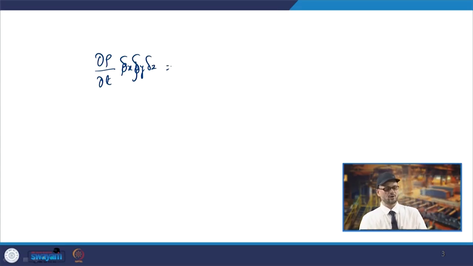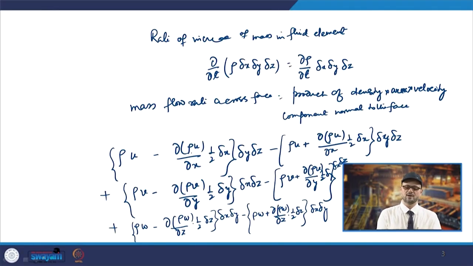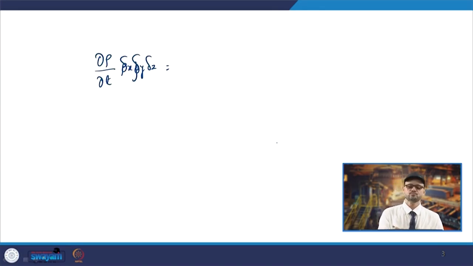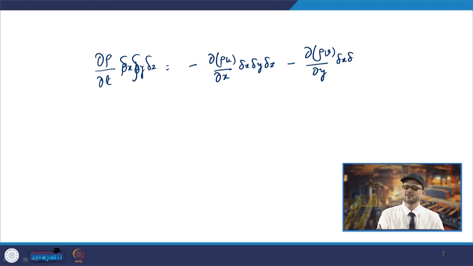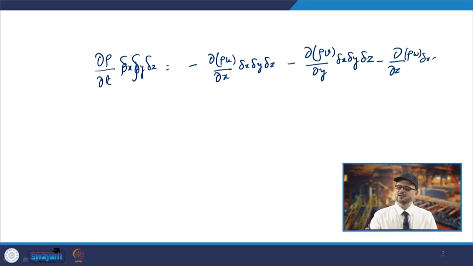That will be equal to this term ∂(ρu)/∂x times δx δy δz. So, it will be equal to minus ∂(ρu)/∂x δx δy δz. Similarly, minus ∂(ρv)/∂y δx δy δz, and similarly you will have another term that will be minus ∂(ρw)/∂z δx δy δz.